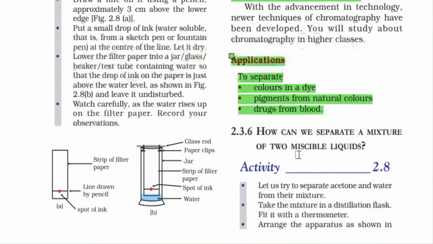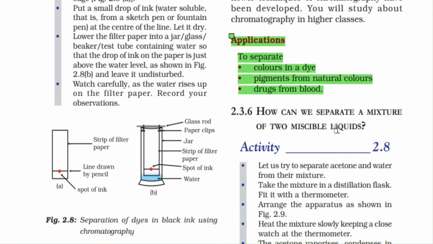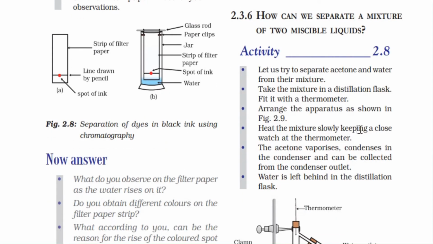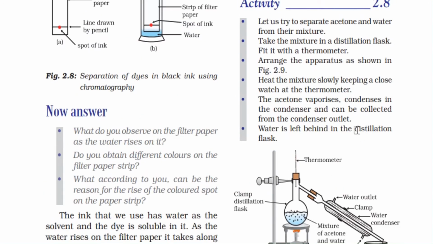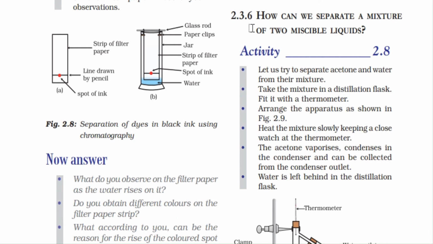How can you separate a mixture of miscible liquids? Previously we have done immiscible liquids. Now we will do miscible liquids, that is, liquids which can be mixed, which are mixable. For this we use the distillation process. How can we separate? We use this process of distillation.